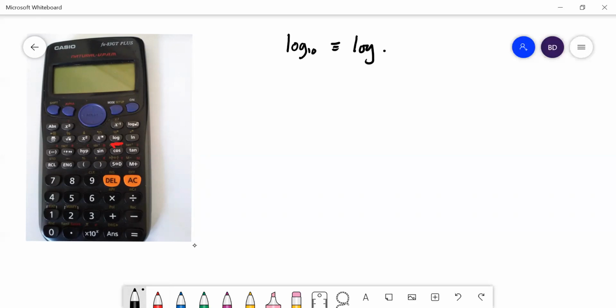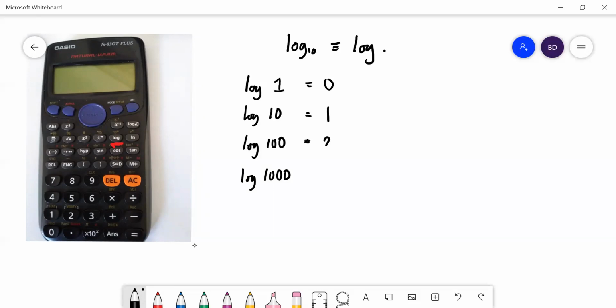Right. So if you put some numbers in your calculator and do log of 1, log of 10, log of 100, and log of 1,000, that will give you an answer of 0, that will give you 1, that will give you 2, and that will give you 3. And you can probably guess without doing it, log of 10,000 will be 4. So you can begin to see what log to the base 10 is.